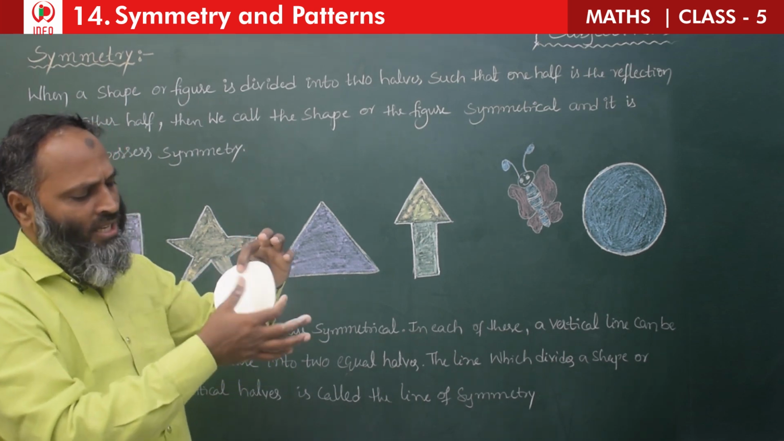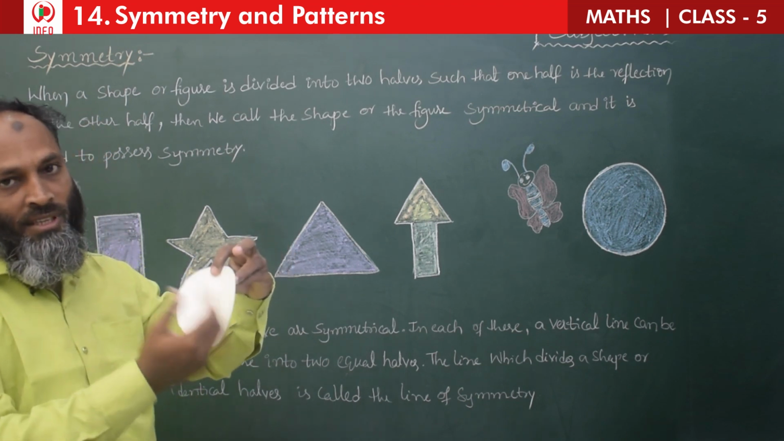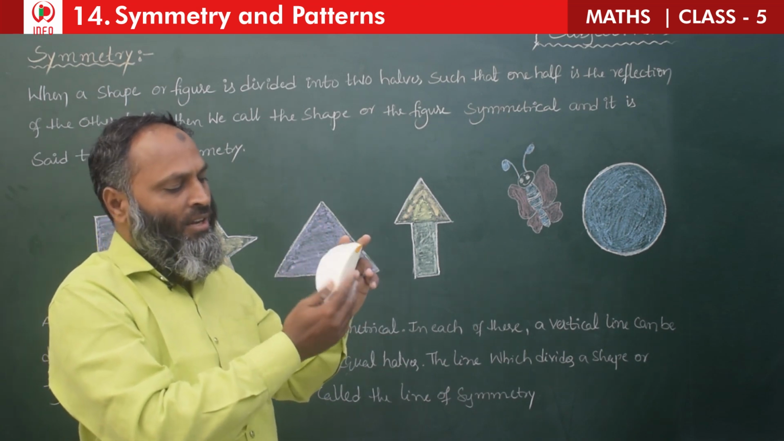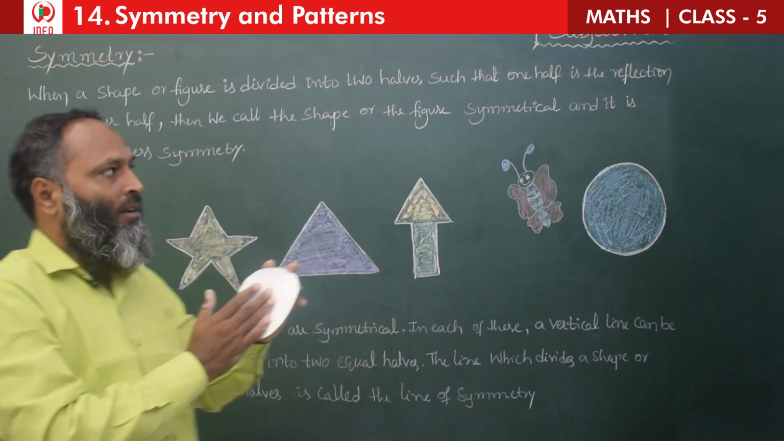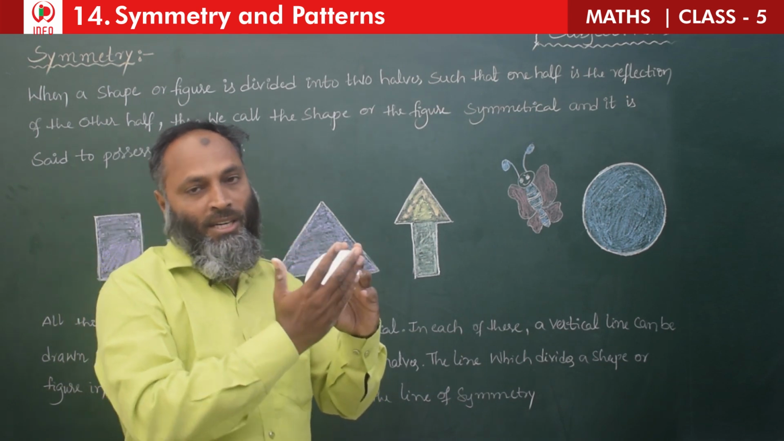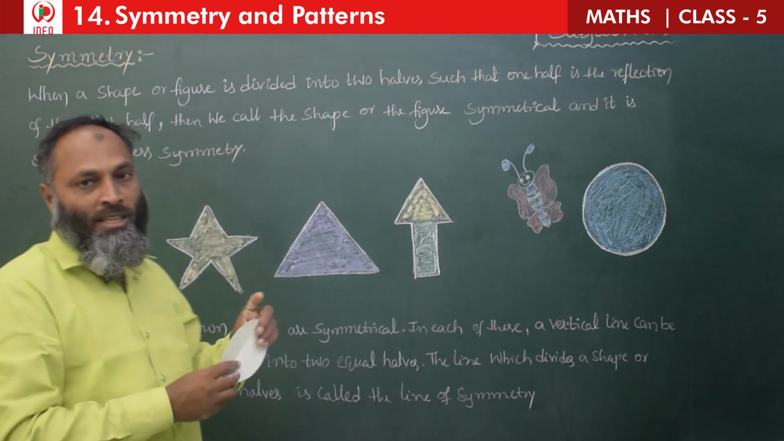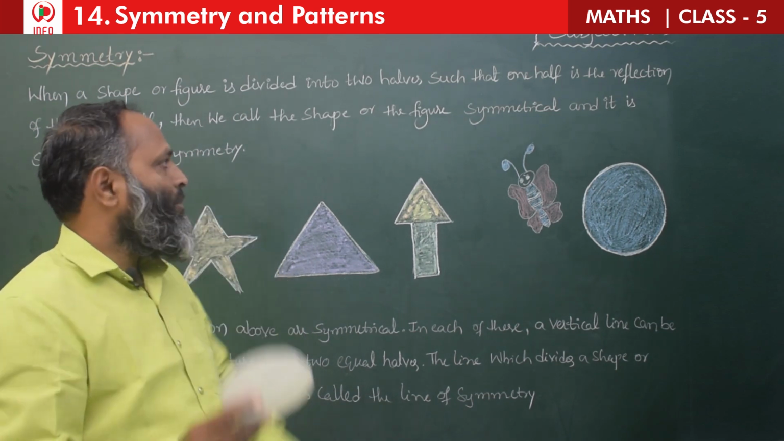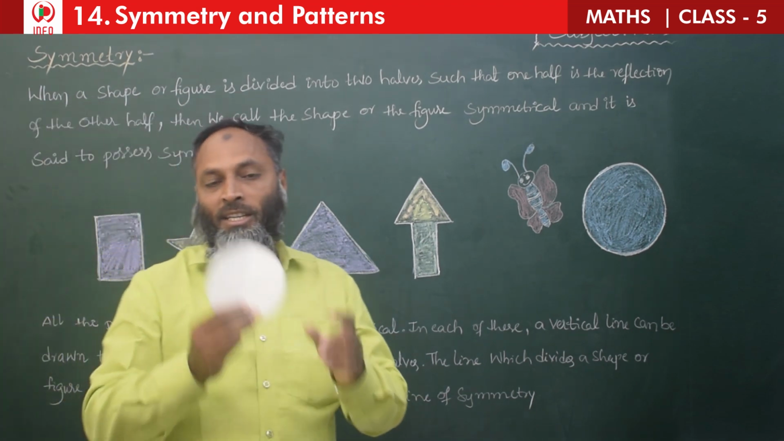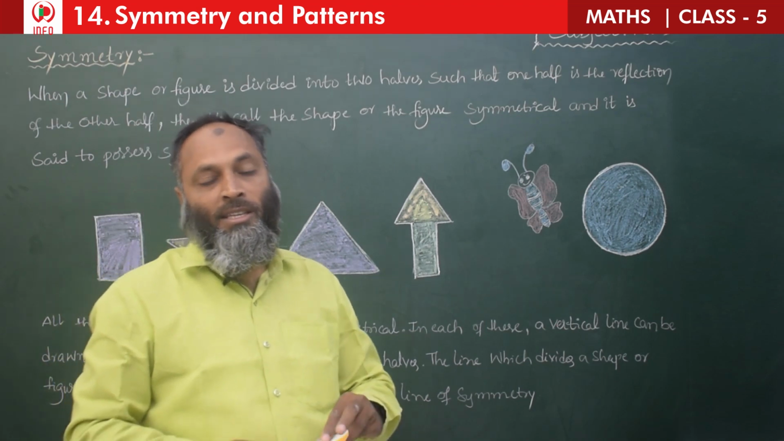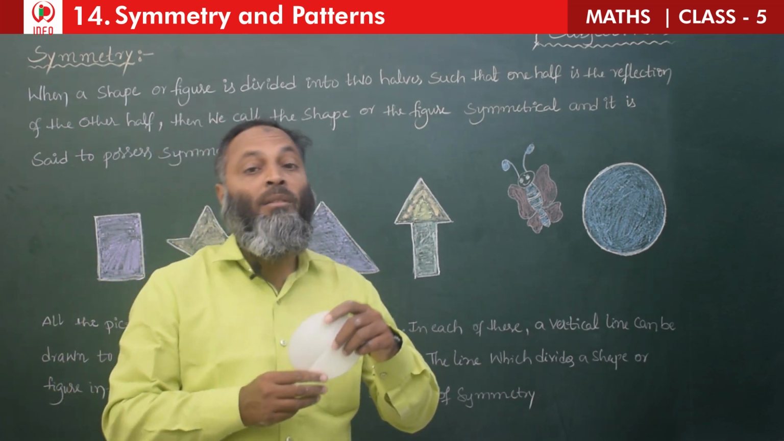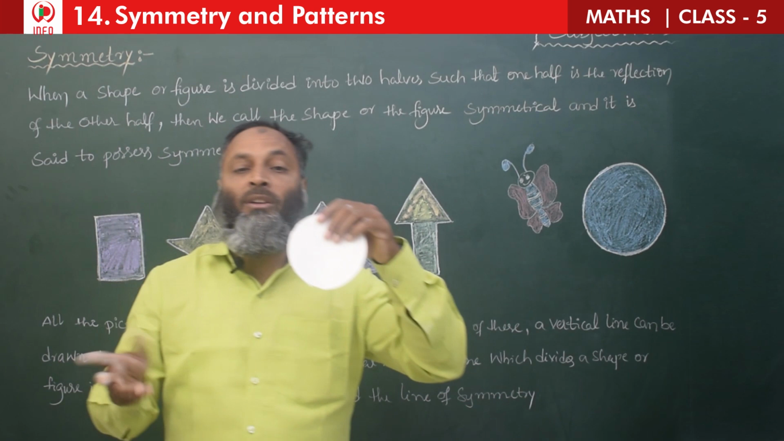Then the other half looks like the reflection of this one. This is the first half and this is the second half. The first half should be like the reflection of the second half. Then we can say that this figure is a symmetrical figure, and it is said to possess symmetry. Okay, so the condition is, when we draw a line that makes two equal halves, it is a particular shape.